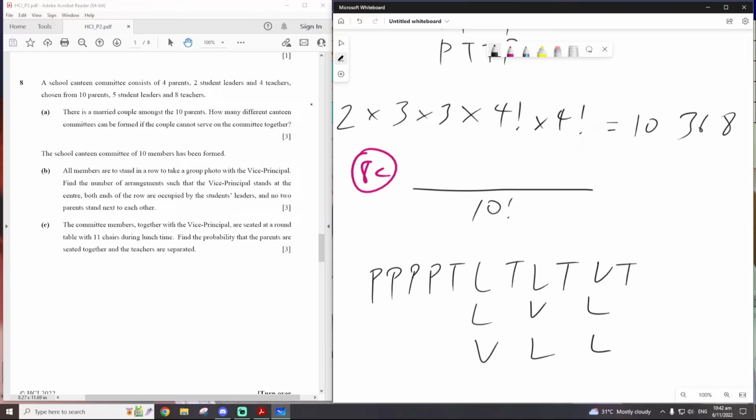Okay? So to get the parents to be all together, it will be 4 factorial. Then the teachers can also stand in 4 factorial ways. Then how many ways can you arrange these two, the 2 leaders and the vice principal? Well, the leaders can always swap positions, so that means it's 2 times 3. Actually, this 2 is 2 factorial, I should say. Yeah. And if you work it out, you should get 1 over 1050.